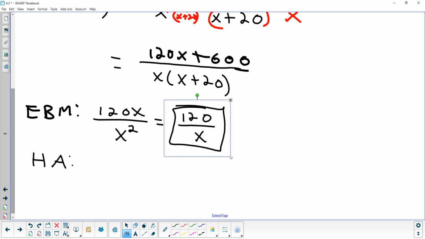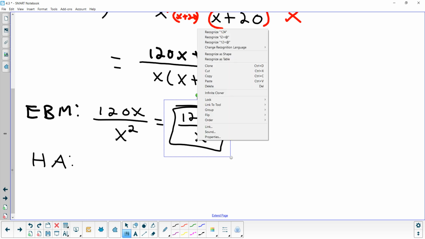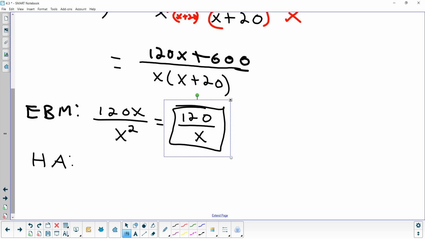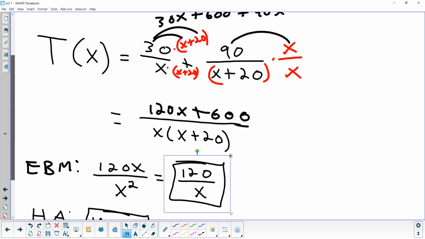And does anybody remember what you let x approach to find a horizontal asymptote? Remember, this is at the end of the function. So think about what value x is as you get towards the end. It's approaching what? Yep. Infinity. So if you let x approach infinity here, the denominator in the EBM gets huge and the numerator stays the same. What does a fraction approach if the denominator is getting infinitely big? 0. It approaches 0. And remember, horizontal asymptote is always y equals.